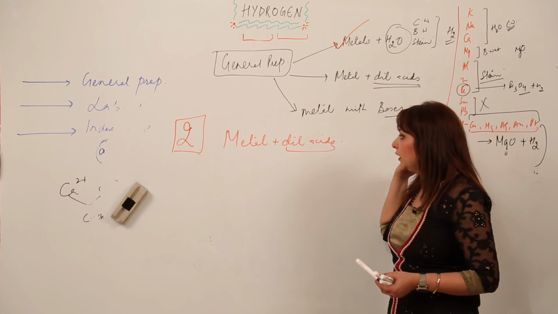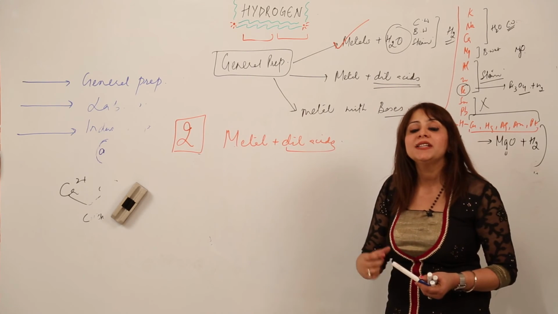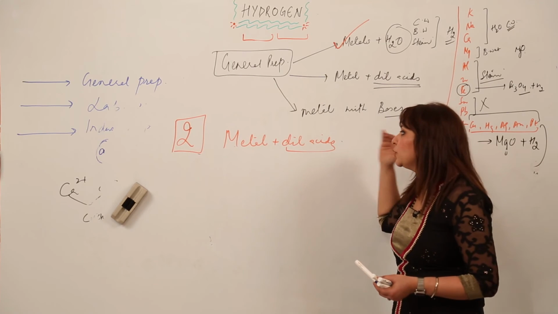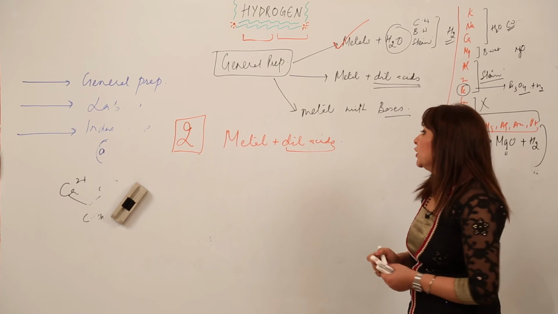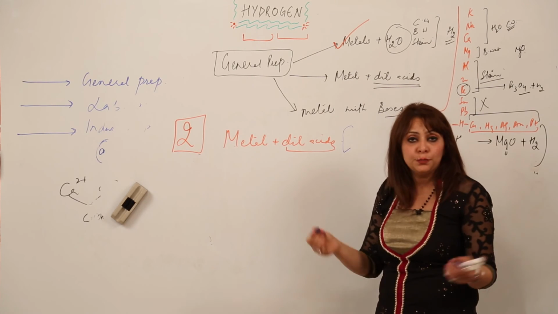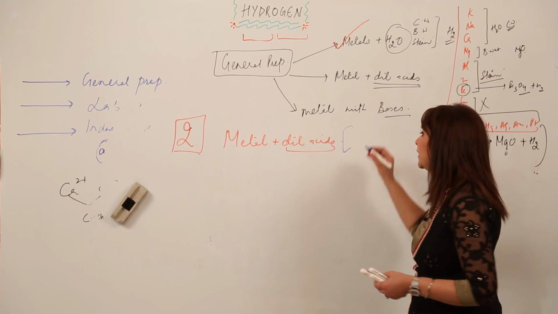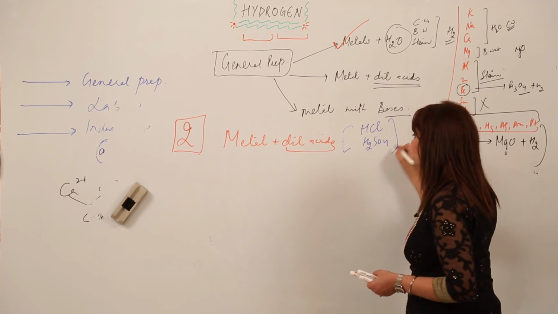Now if I'm talking that the acid used is the dilute acid, that means that acid has more content of water in it. Right, so you need to use the acid which has the more amount of water content. So which dilute acid, because we get many dilute acids, so which dilute acid you are going to use is normally the hydrochloric acid and the sulfuric acid.